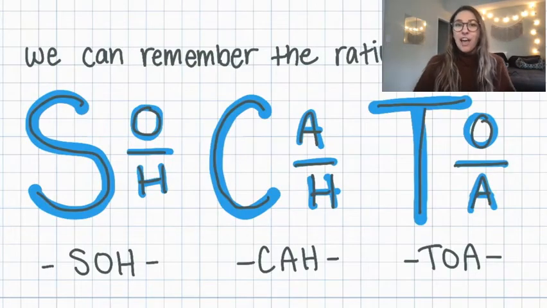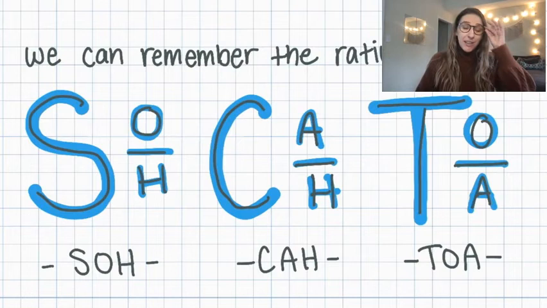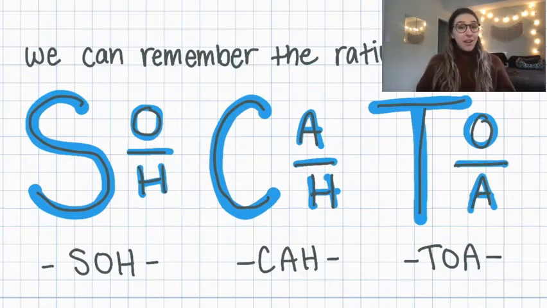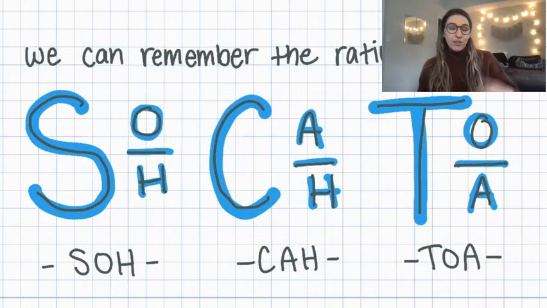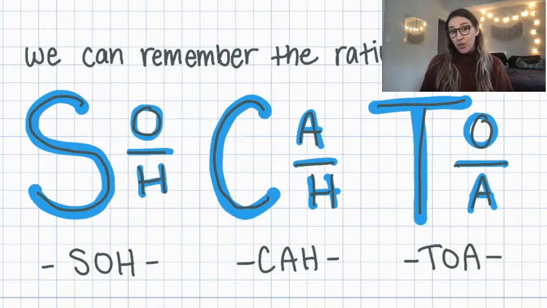Now maybe you're thinking, how am I going to remember this? Well, luckily there is a really easy mnemonic device to help you remember sine, cosine, and tangent and the associated ratios, and that is a funny word called SOHCAHTOA. So pronounced SOHCAHTOA.